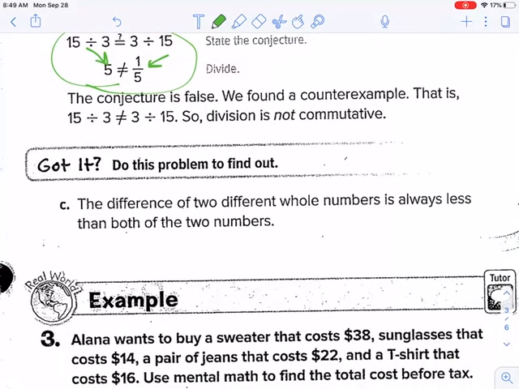All right, so if we look at letter C there, this is asking us true or false. The difference, meaning subtraction of two whole numbers, is always less than both of the two numbers. And this is going to be false. And our counterexample, there's many counterexamples. The one I can think of off the top of my head, 8 minus 2 is equal to 6. All right, is 6 less than both of the two numbers? Well, it's less than 8, but it's not less than 2. So there's a counterexample.